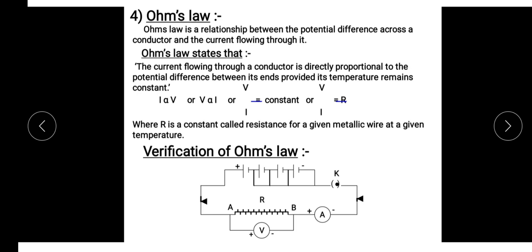I repeat. Replace the wire AB with another one of the same material and thickness but of double its length. Measure its resistance by measuring voltmeter and ammeter readings. It is found that the resistance of this wire is double that of wire AB. This means that the resistance of a conductor is directly proportional to its length.